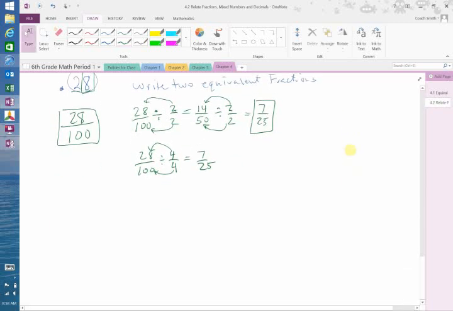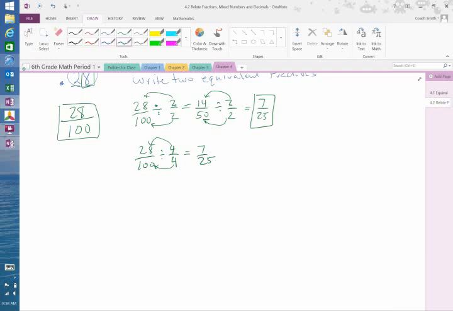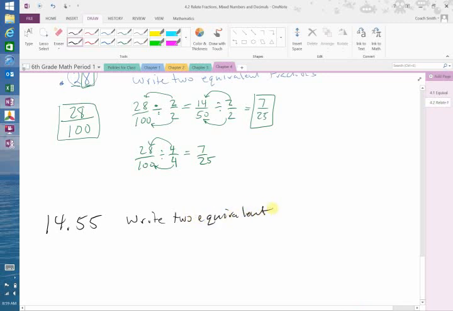Okay? Let's look at this last one. I want to do one that's got a mixed number for you. 14.55, and I want to write two equivalent, now in this case it would be mixed numbers, okay, because I have a whole number and a decimal. So, once again, the place value is what? Hundreds. So, 14 and 55 over 100. That's your first fraction.